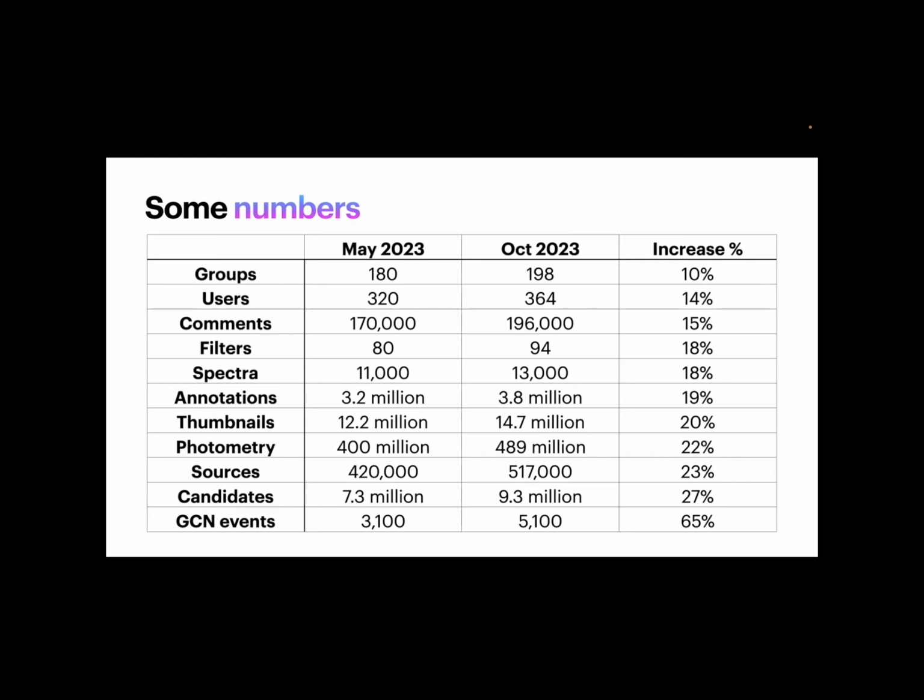The filters are the filters that work with our broker. And from those 94, we have 60 different filters that are active. Those are user defined, and that's how they get only the objects that they're interested in. And again, the number of spectra, annotations, thumbnails, and all of that good stuff. Also just a percentage of increase, to show how in just a few months, this gets bigger and bigger.